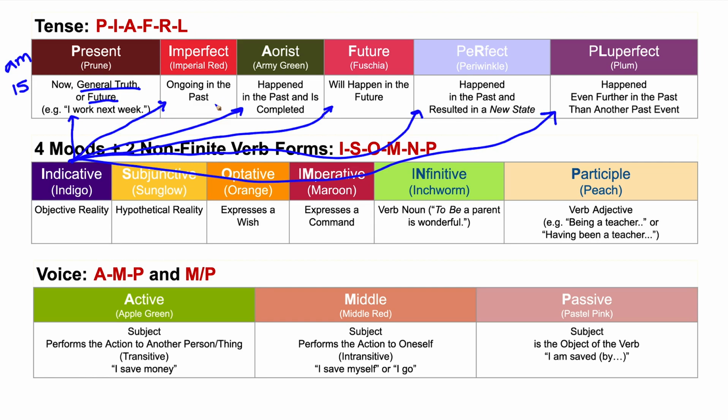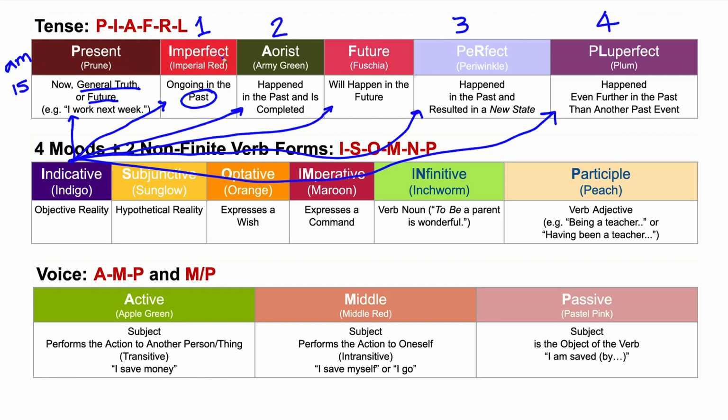Imperfect is one of four different ways of expressing something in the past. First there's imperfect. Second is aorist. Third is perfect. And fourth is pluperfect. So these four ways are used for expressing something that happened in the past.